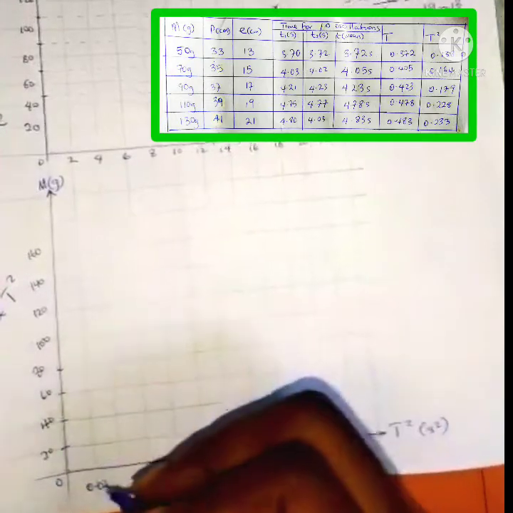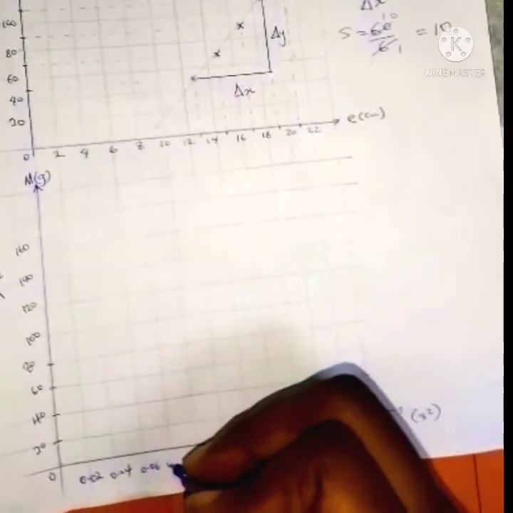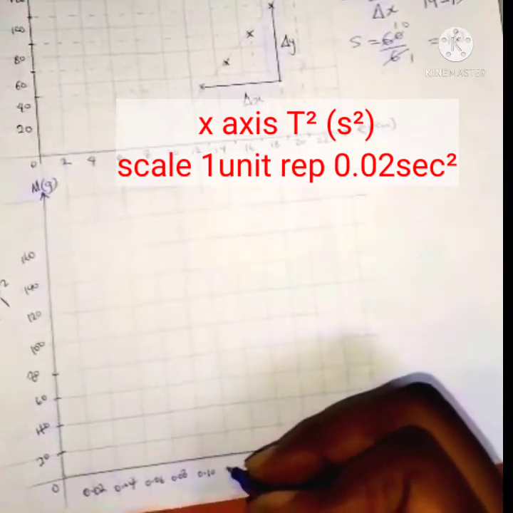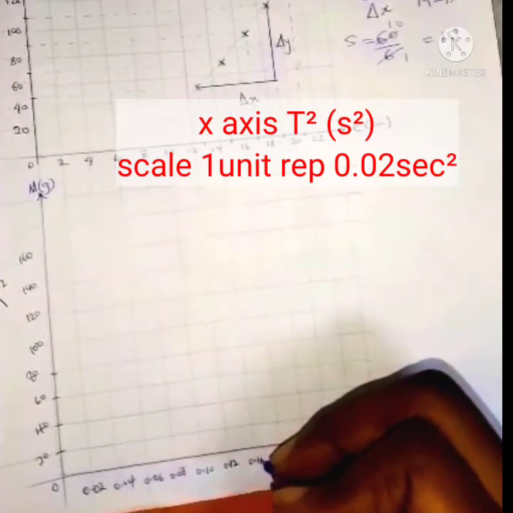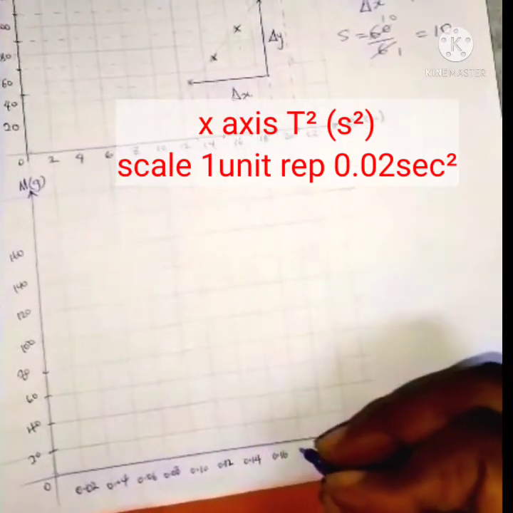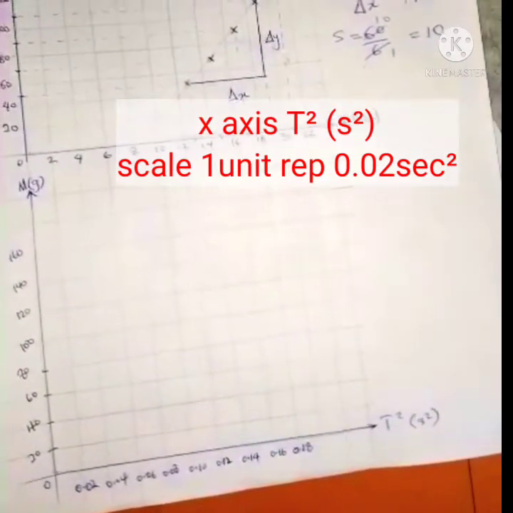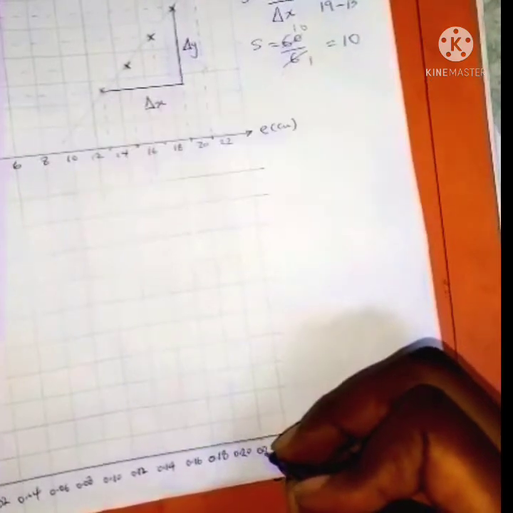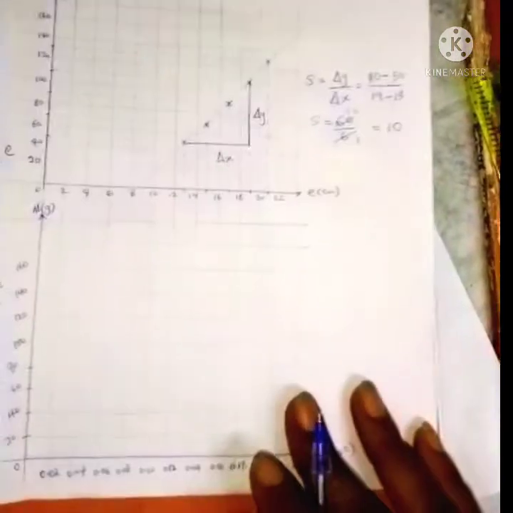0.02, 0.04, 0.06, 0.08, 0.10, 0.12, 0.14, 0.16, 0.18, 0.20, 0.22, 0.24. Okay, so that's what we're going to use.